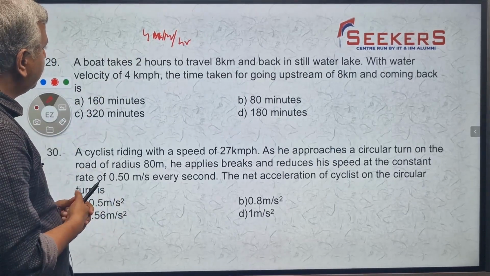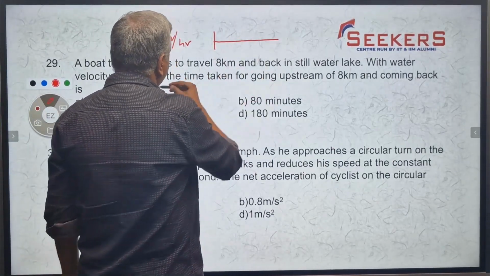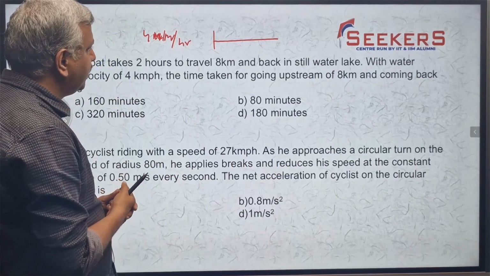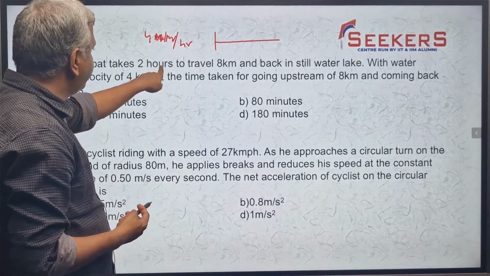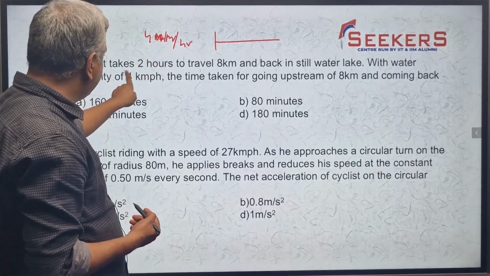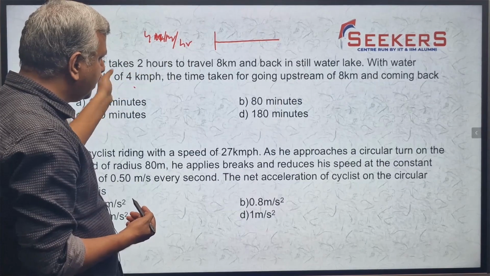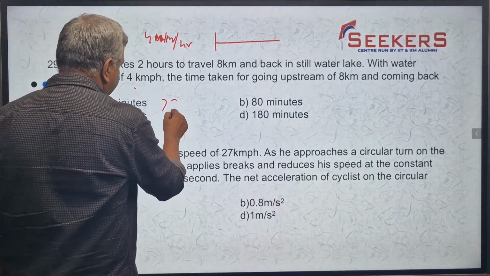So now we'll see how much it should take. So 2 hours, 8 kilometers. With velocity of 4 kmph, the time taken to go upstream of 8 kilometers and coming back is how much? Basically, the boat speed is 4 kmph. The velocity of the water is also 4 kmph. So the net velocity will never come back to its mean position. So there is something wrong in this question. I'll see and get back.